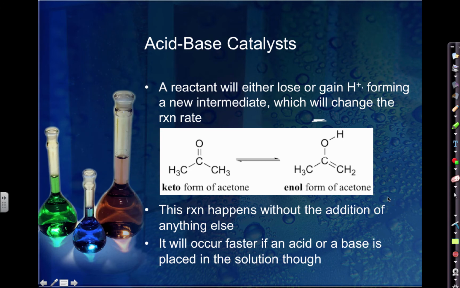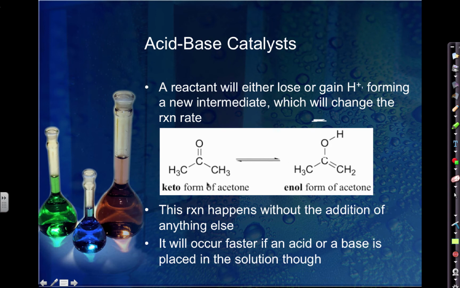All right, so you have a couple different types of catalyst. One is an acid-base catalyst. So basically it's like adding an acid or a base to a reaction. The reactant's either going to gain or lose an H+, which forms a new intermediate, and that changes the reaction rate. So this is a reaction that happens normally when you have a ketone, which has this C=O bond right here. A ketone transforms into an enol, so it's this group right here: a carbon double bonded to another carbon bonded to an alcohol group.